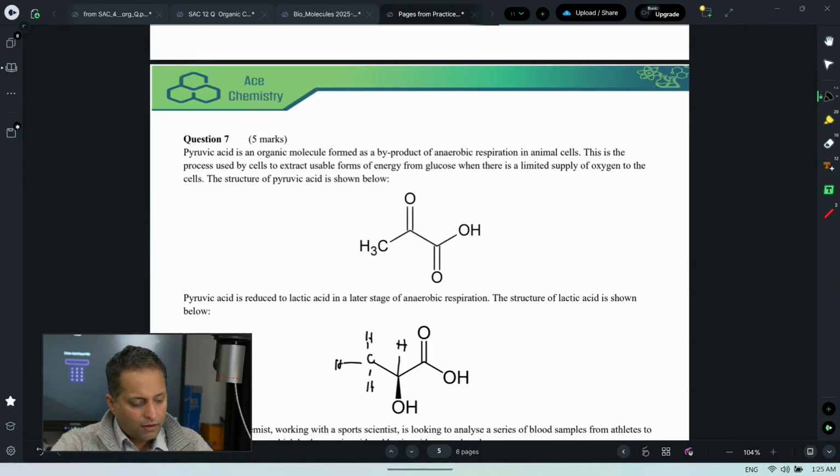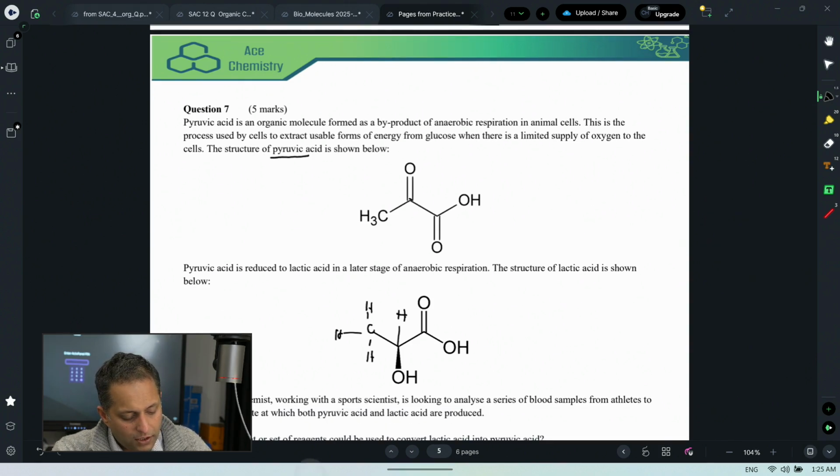All right. Now, according to this, pyruvic acid, maybe I'm not pronouncing those names properly, is an organic molecule formed as a byproduct of anaerobic respiration of animal cells. I've forgotten all this biology stuff. This is the process used by cells to extract usable energy when there is a limited supply of oxygen. So they talk about anaerobic respiration, which happens when there is lack of oxygen. The structure of the pyruvic acid is shown below.